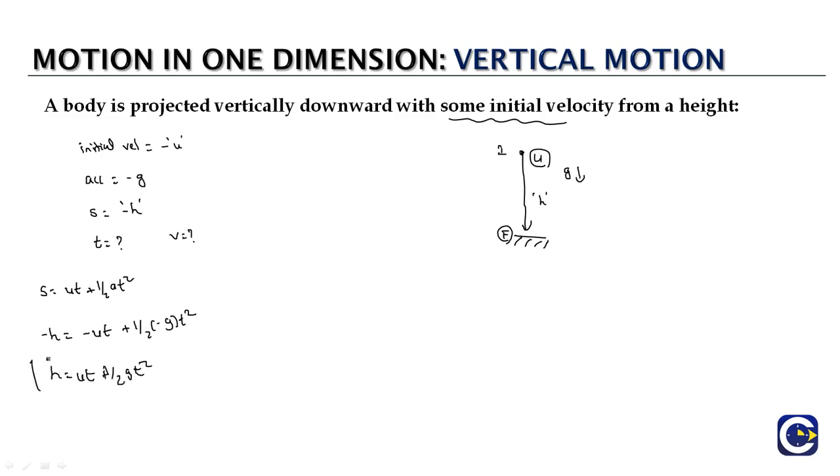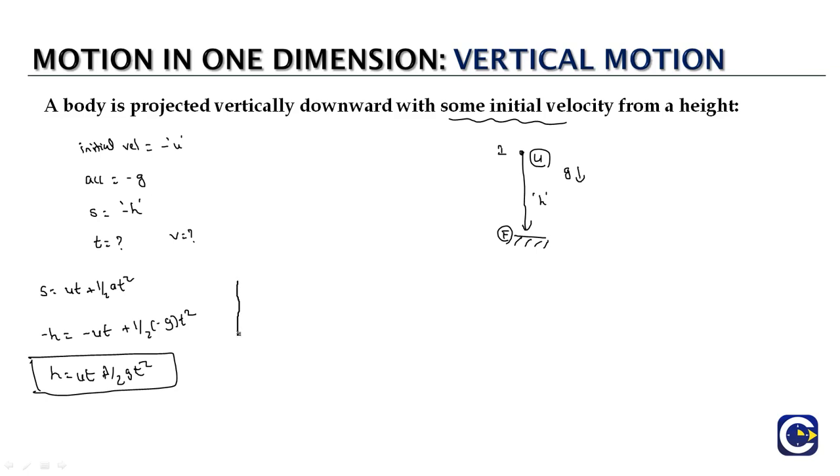Now we know this is a quadratic equation in terms of time, and by solving this we will be able to get the value of time. It might so happen that in some cases we'll get two values of time, and of the two values only one might be practically applicable. So whenever we get a negative time value, we will omit it.